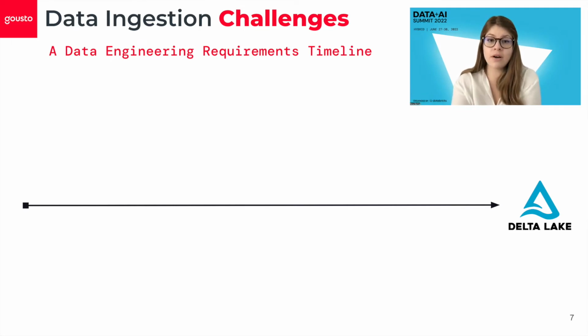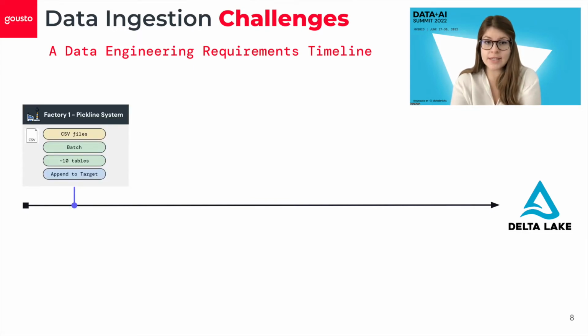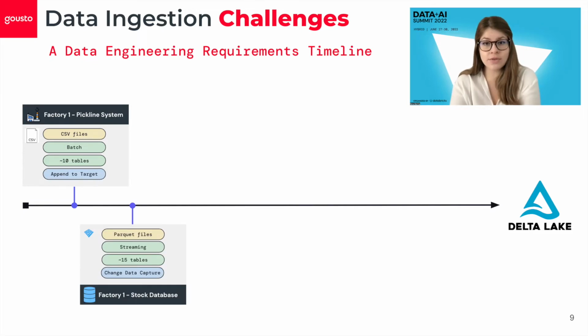Our first major requirement was the data from Factory 1. On one side, we have the pickline data. These are all the events related to the life cycle of a Gousto box inside a factory. They are sent in CSV files that need to be ingested in a batch job and written to Delta in append mode. On the other side, there's the inventory and stock factory data stored in a database on which we want to perform change data capture and have data available in near real time. Now, these two on their own should be a pretty trivial use case for building an ad hoc pipeline.